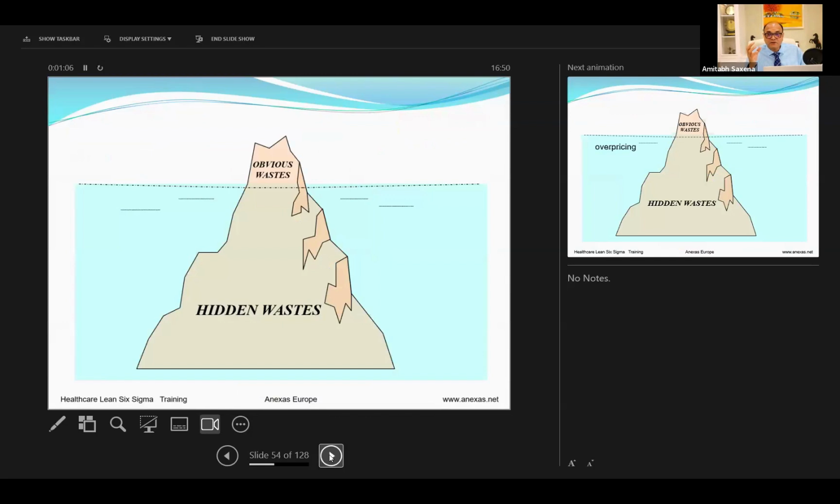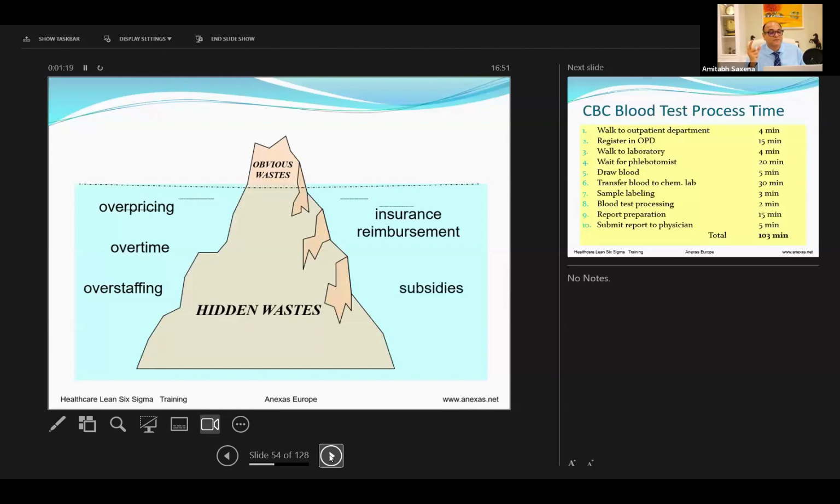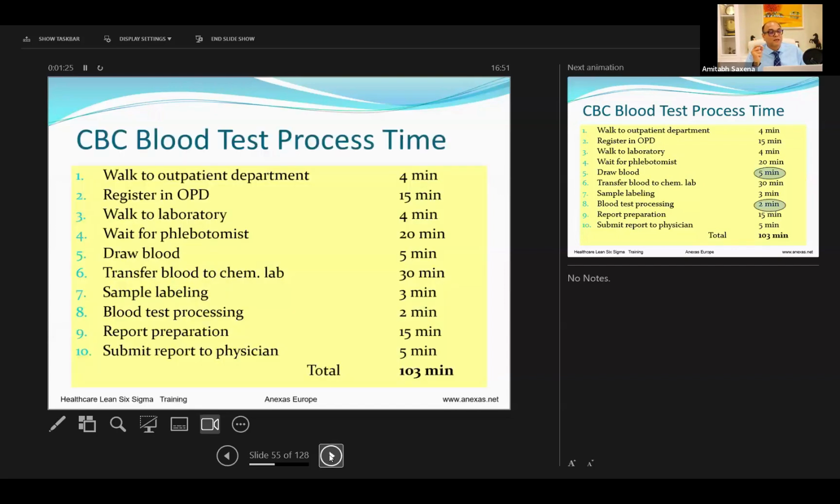Because much of the waste is hidden waste. We see some of the obvious wastes very easily, but most of the waste is hidden. These are all wastes. How to reduce the wastes, the hidden waste especially? Let me take an example. If I draw the simple steps of blood test processing time, first let us understand what is waste and what is value added.